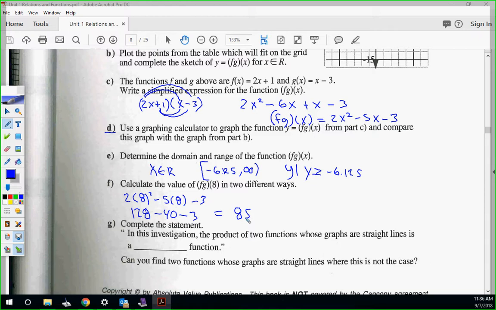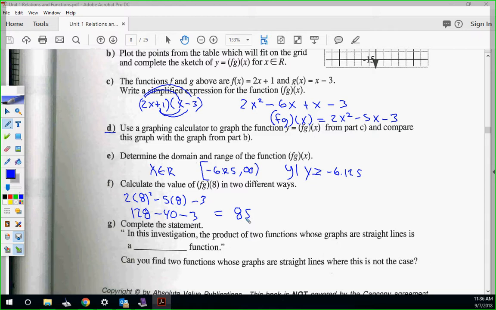With 85, if you plugged it in to them separately and multiplied, you would have got the same thing. Okay, so we put 8 in here. It would have been 16, 17. 17 times 5. Well, what's 17 times 5? That's 85. So you would have got the same thing if you plugged it in before the multiplication. Okay. All right, complete the statement.